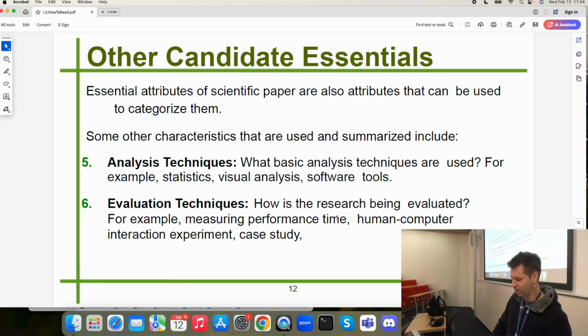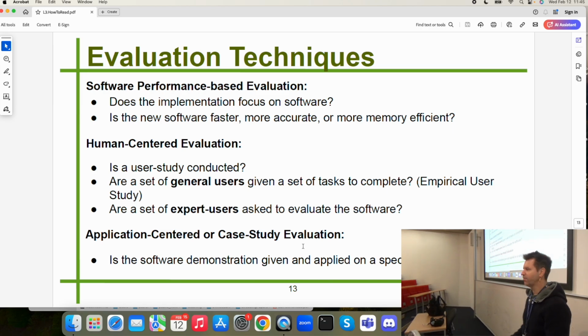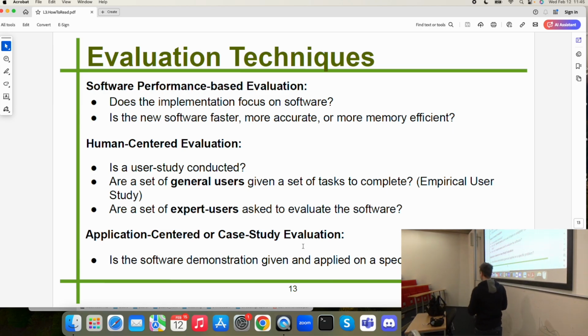It could be a human-computer interaction experiment, like getting people to look and interact with the software, and then recording their accuracy and response times. Or it could be a case study. That's when you take an existing algorithm and you apply it to a specific case or application scenario. Here's a little bit more about the different kinds of evaluation techniques. Most evaluation techniques fall into one of these categories. And we've already mentioned them basically.